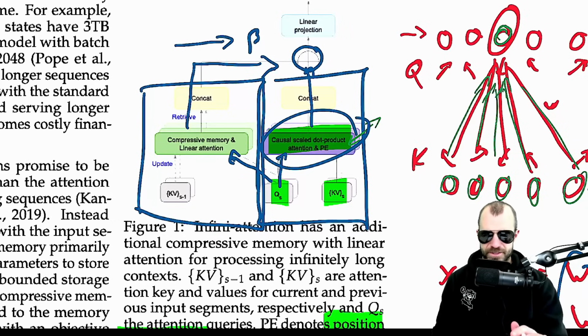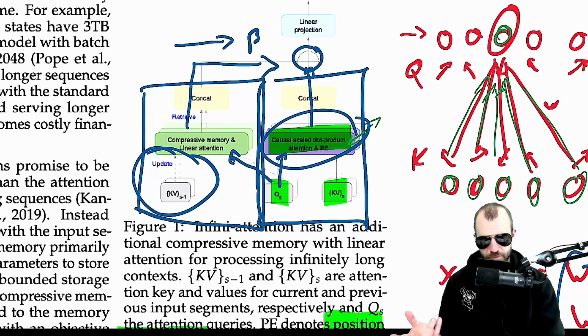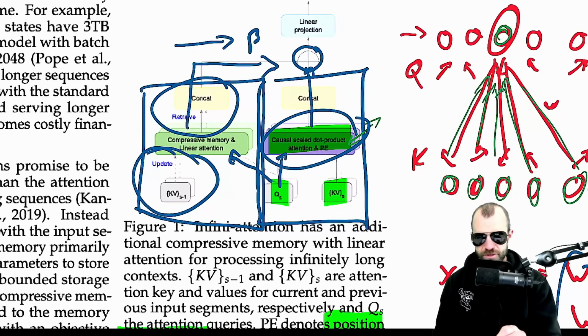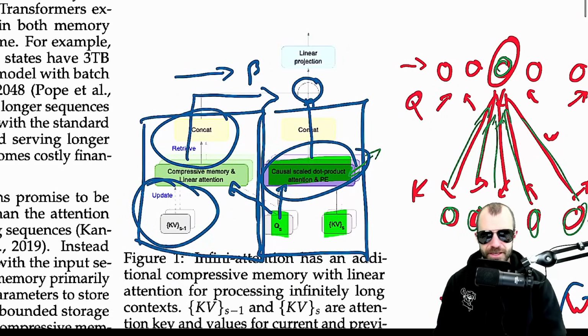So how does that work? Well, first we have to build up that memory. That's one part of this paper. And second, we have to actually retrieve from that memory. That's the other part of this paper. All right, we can maybe deal with the naive approach first and then see how the paper actually does it.